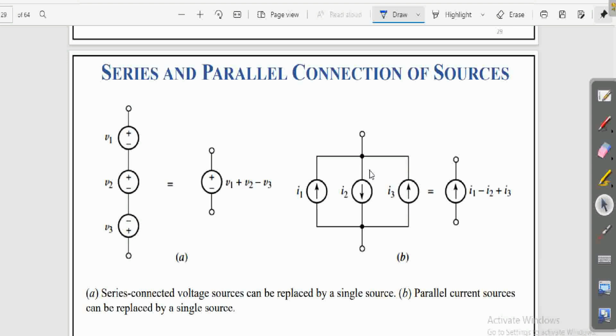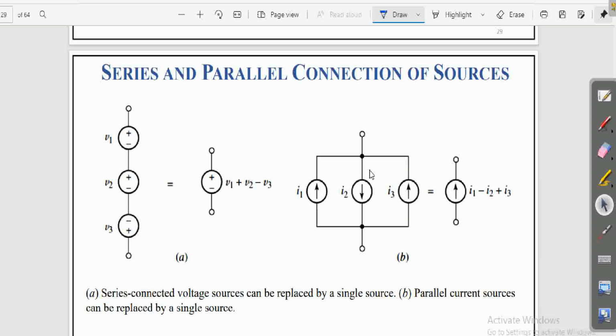Multiple voltage sources can be possible only in series, because in a series the current becomes the same. Only the voltage is divided, or you can have different voltages in a series. You can have different currents in a parallel, but it is not possible to have different currents in series and different voltages in parallel. Let us take two examples.